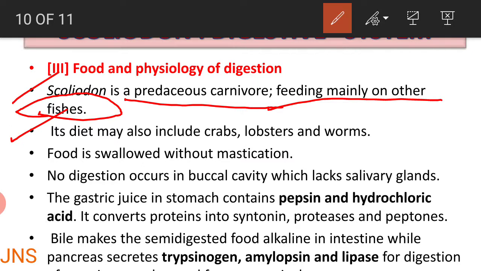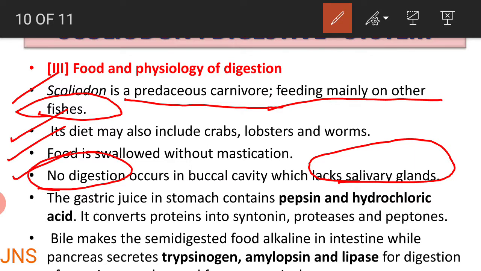Food is swallowed without mastication. Directly the food is swallowed through the mouth into the buccal cavity. No digestion occurs in the buccal cavity, which lacks salivary glands. No salivary gland is found in Scoliodon, so there is no digestion in the mouth.